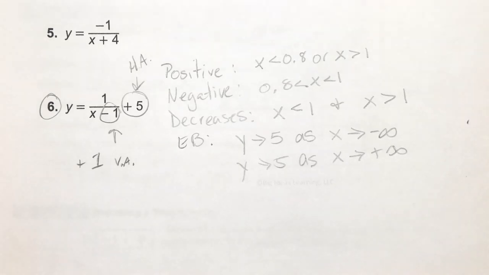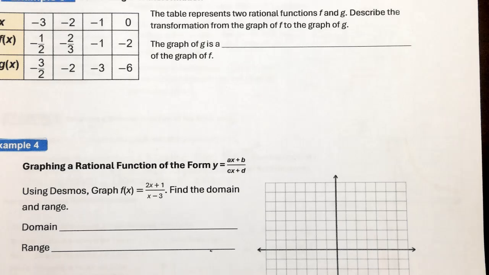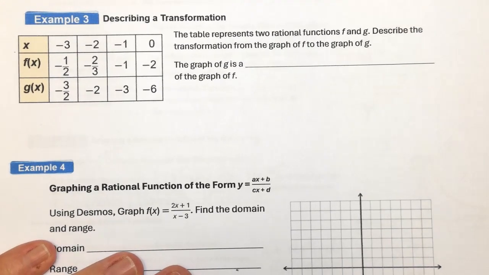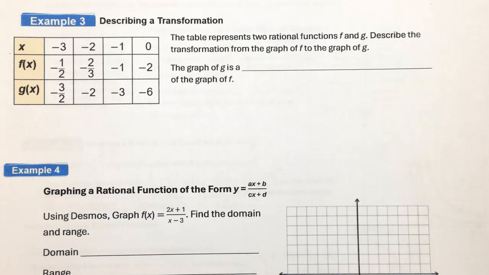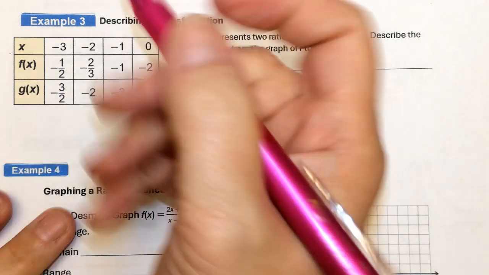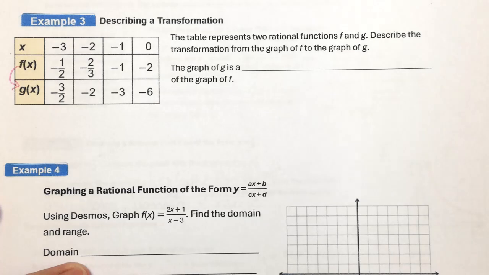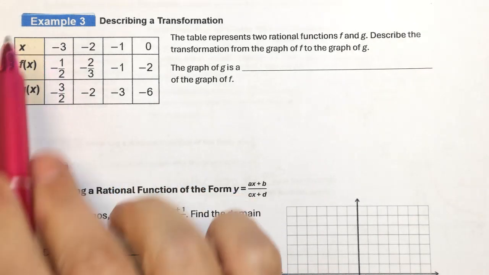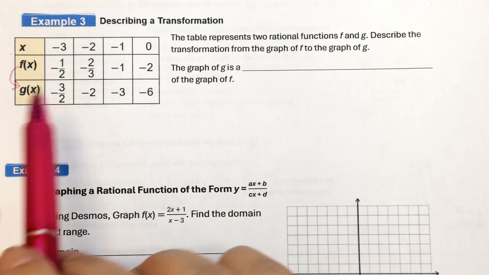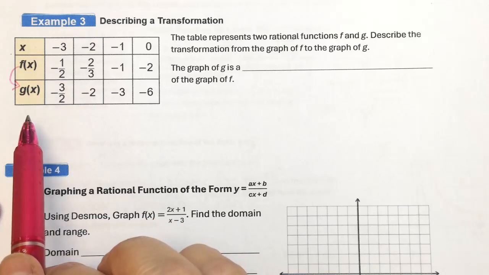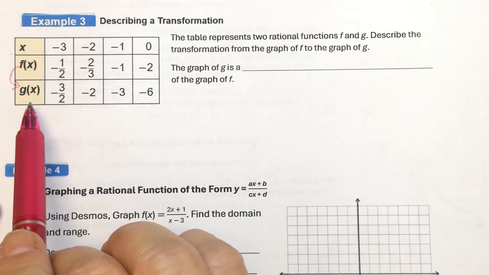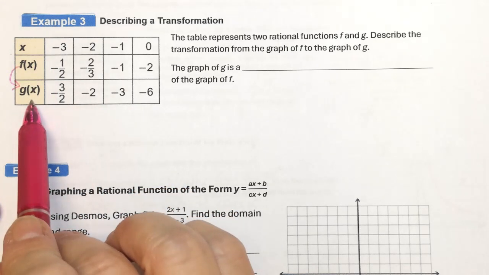All right, let's move on to example 3. So example 3, we have a table. We looked at a graph, now we're looking at a table. So as always, you are looking at how does your function change from f of x to g of x. Notice the x hasn't changed, so there should be no horizontal movement. It should just be a vertical movement. If your x values aren't changing, it's only vertical. It's changing your y placement.